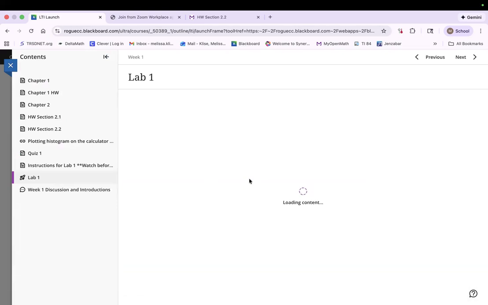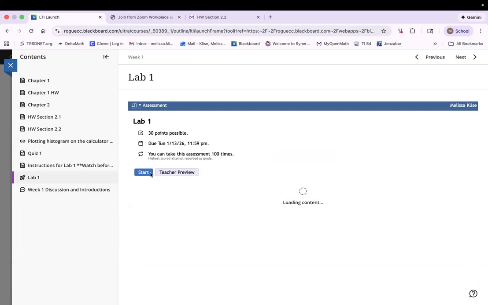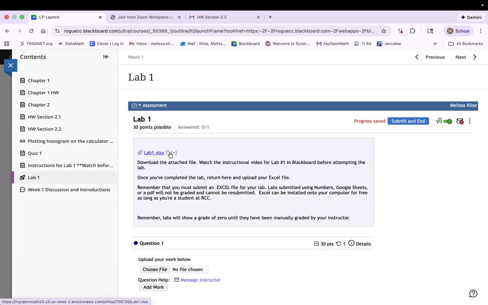Okay, it takes a second to load content because I'm on Zoom and everything takes forever to open when I'm on Zoom. I'll just do start. This lab file is right here. So you're just going to click on that and it will download that lab file onto your computer. And you have to use Excel. You cannot use Numbers or Google Sheets. Google Sheets definitely does not have the functionality.